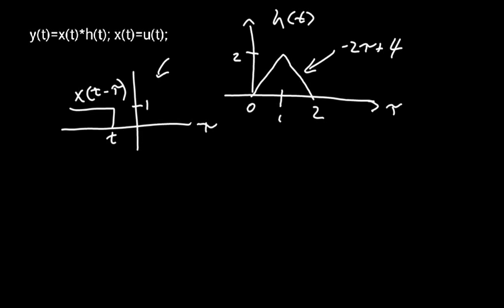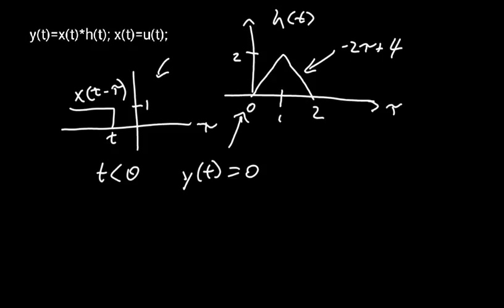Alright, so first things first, until t reaches this front edge right here, it's 0. The convolution is equal to 0. So we have t less than 0, y of t equals 0.